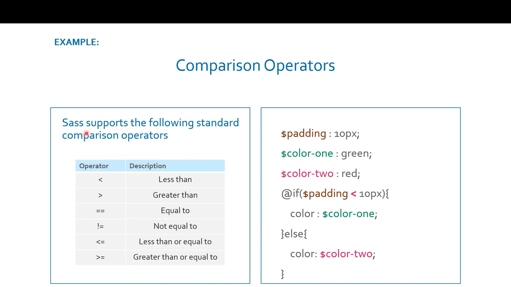So basically what comparison operators allow us to do is to compare values and then make decisions based on that comparison. So we have our less than operator, greater than operator, equal to operator, not equal to operator, less than or equal to operator, greater than or equal to operator. Like I said, our comparison operators allow us to compare two values, and based on the result of that comparison, we can now perform additional action. So that's the key stuff you need to know.